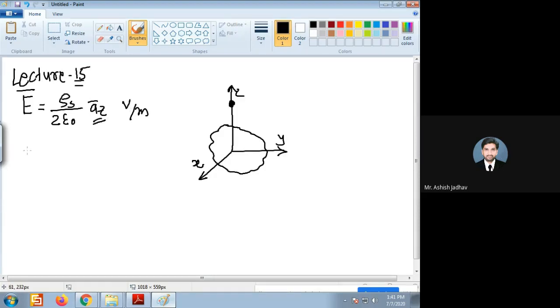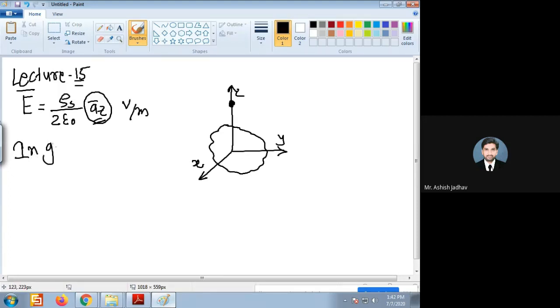In general, I'm going to write the electric field intensity now. We got this A bar z term here because we assumed this surface charge on the xy plane. If I assume this surface charge on the xz plane, in that case I will get A bar y. If the surface is on the yz plane, this A bar z becomes A bar x, right?